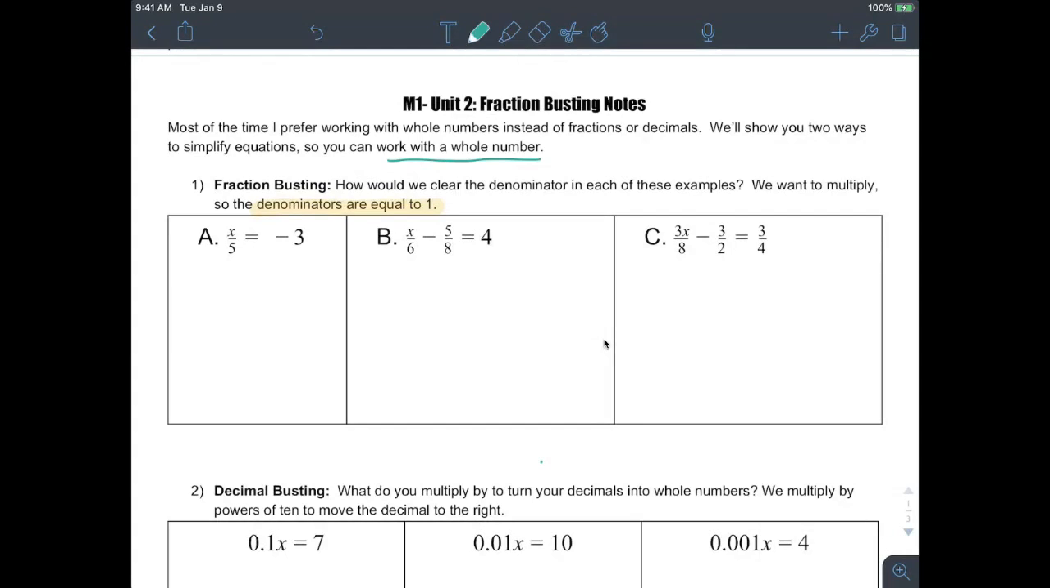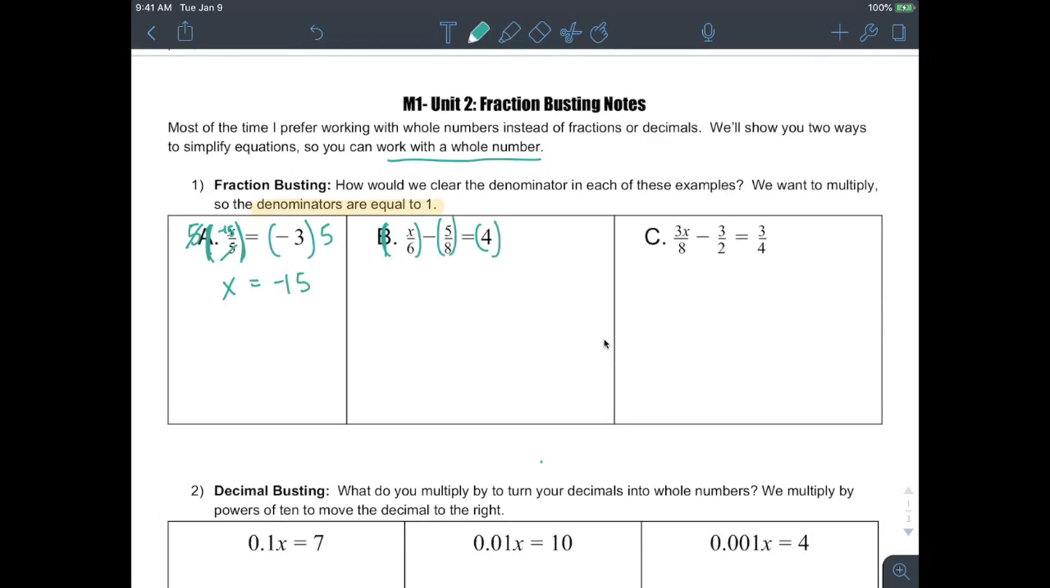So, let's start off with letter A. What do I need to multiply each side by so that my denominator of divide by 5 becomes a 1? Well, we're going to do the inverse, which is multiply by 5. If I multiply by 5 on one side, I multiply by 5 on the other, giving me negative 15 on one side. And then the 5 divided by 5 cancels. So we get x is equal to negative 15. We can go ahead and check. Negative 15 divided by 5 gives me negative 3. Woohoo!